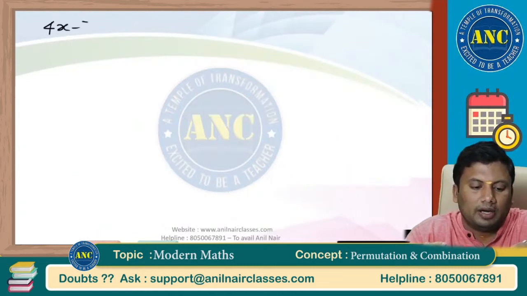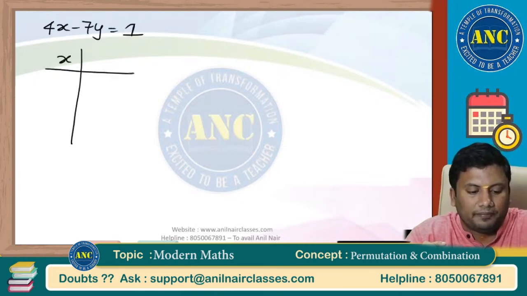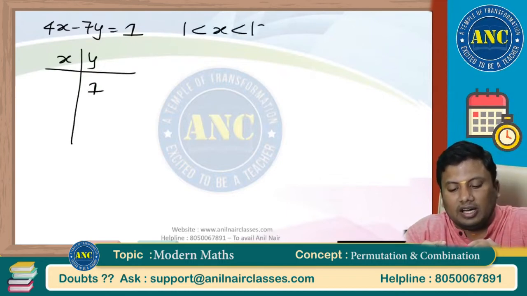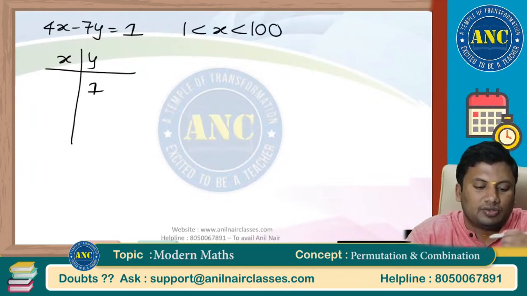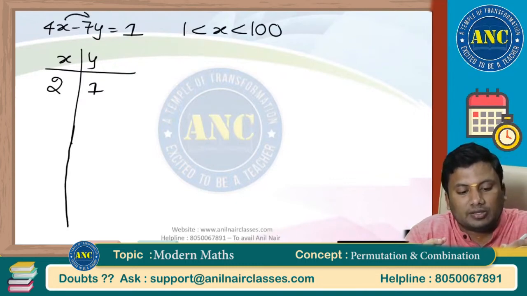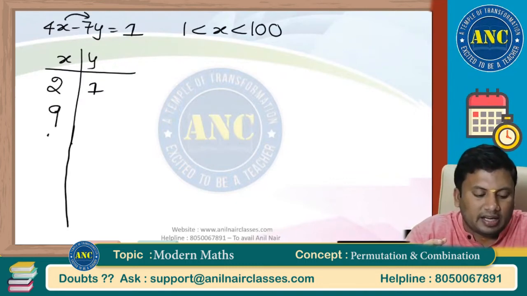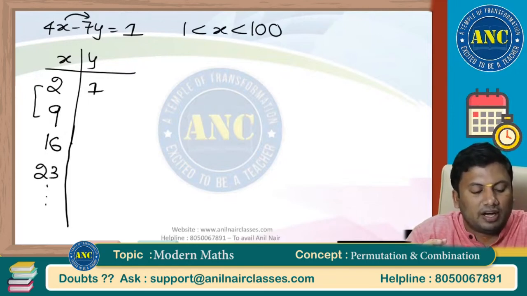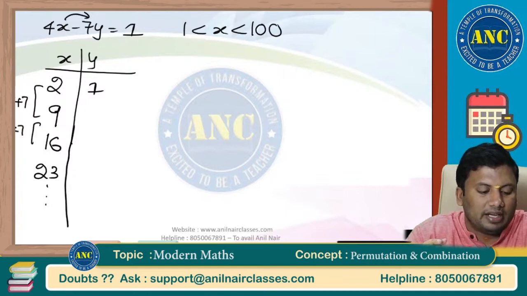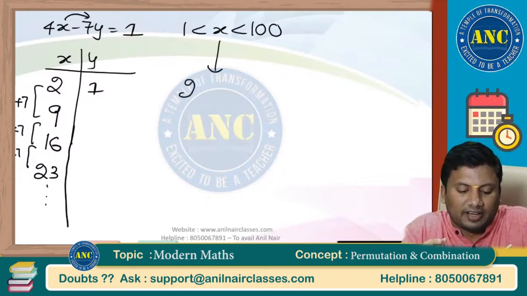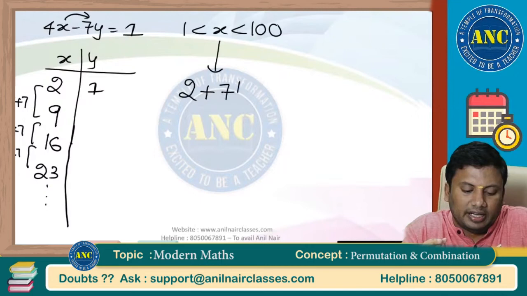Now do the tabular approach. 4x minus 7y equivalent to 1, with x and y. The minimum value of y is 1. The question is given as 1 less than x less than 100. If y is 1, 4x equals 8, so x is 2. X increases by 7, it is 9. Again x increases by 7, 16. Again it is 23. The lowest value of x is 2, and every time it increases by 7.